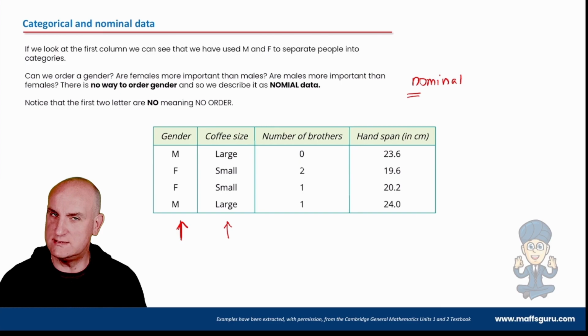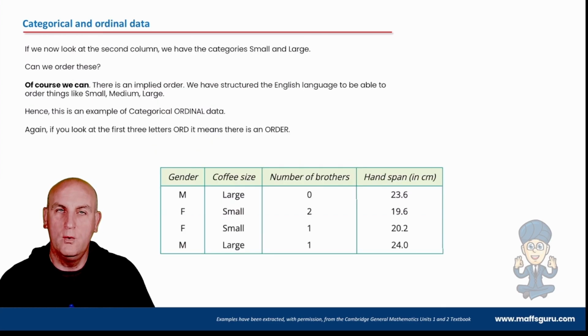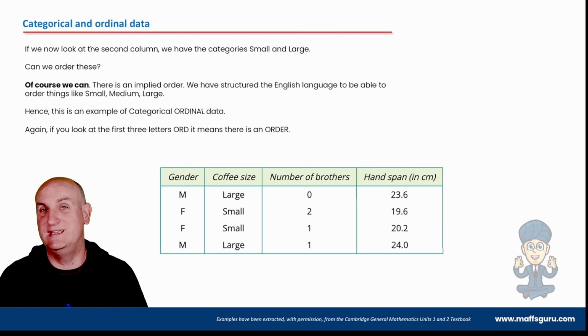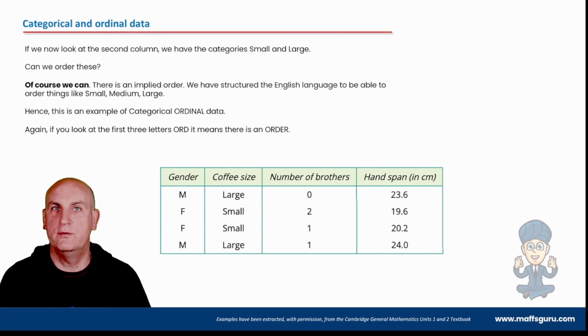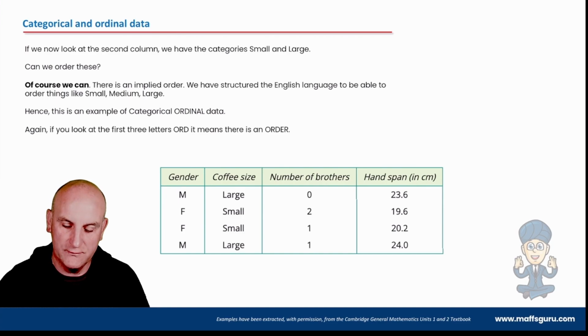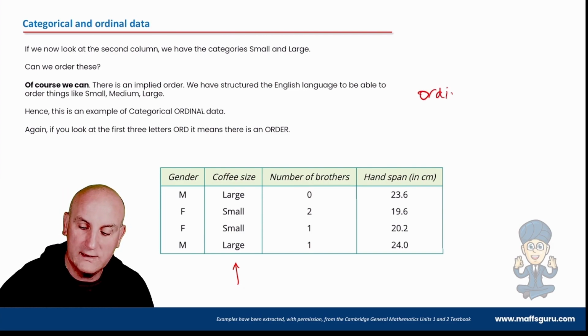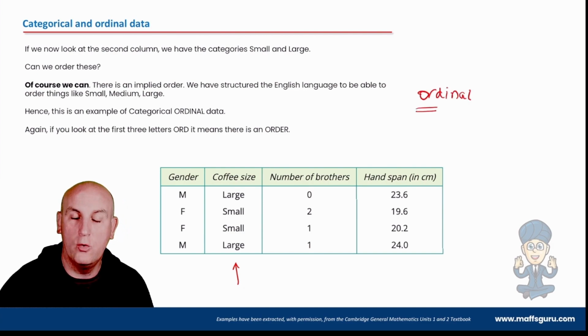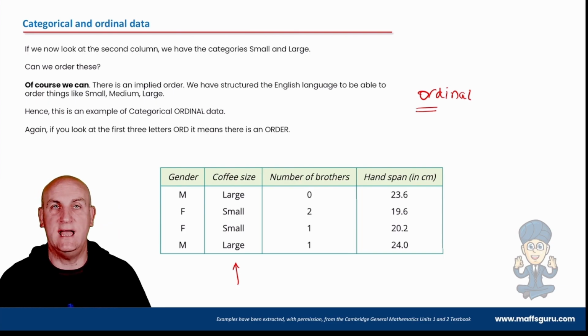What about coffee size? Well, coffee size, small and large, because of the way we've structured the English language, we know that there is some implication there about an order. I would be able to order my coffee cups small, medium or large, depending on what I decide to do. So in this situation, that column is definitely categorical, but it is now ordinal. And how do I remember that? Ord for order. There is an order.